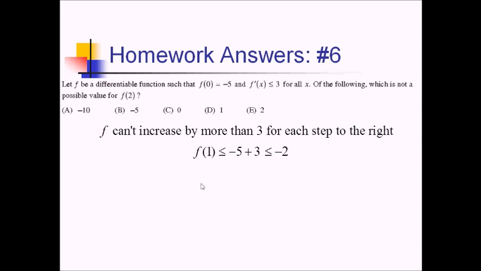And then f of 2 is going to be that upper bound plus the maximum possible slope of 3 again. So f of 2 can't be any bigger than 1. Looking at our answer choices, all of the answer choices except for 2 over here, choice E, are less than or equal to 1. So since 2 is too big, we're going to pick choice E.